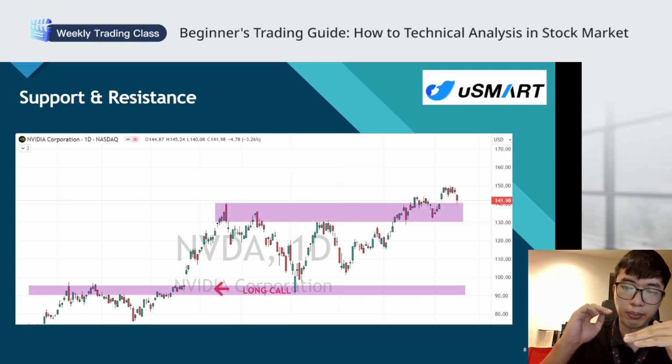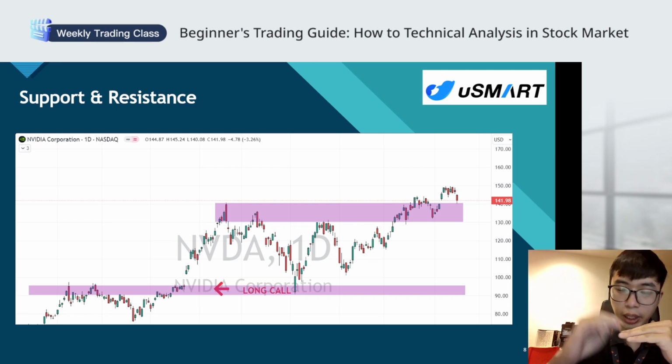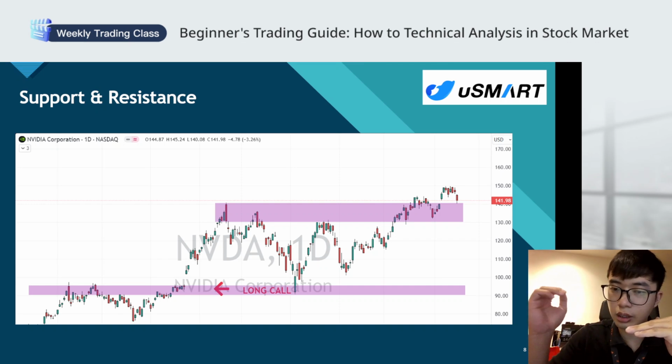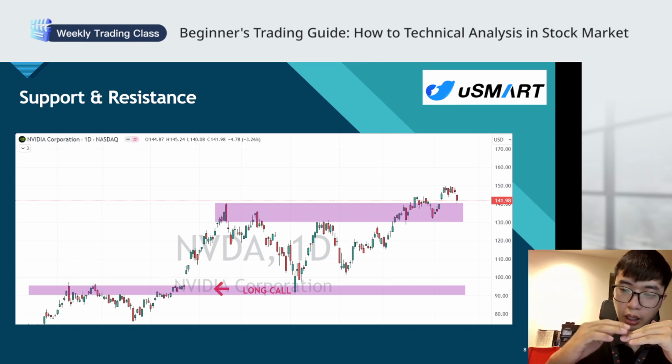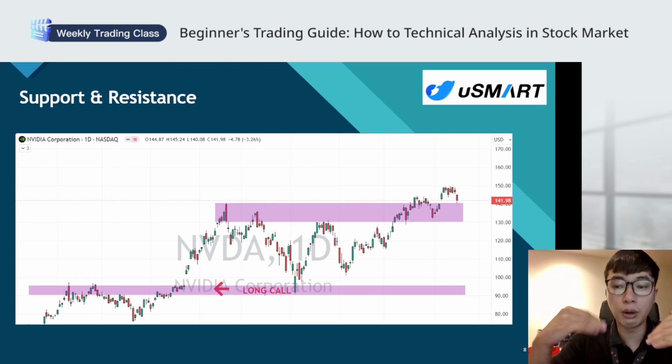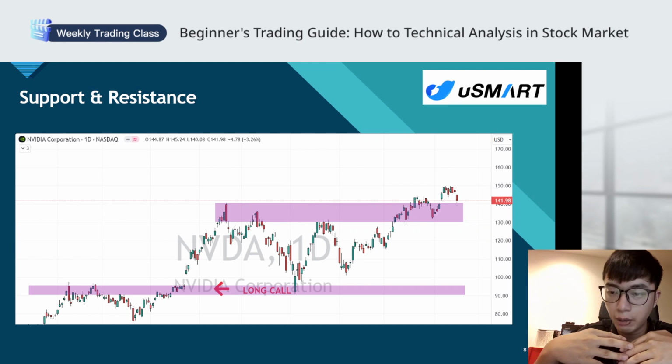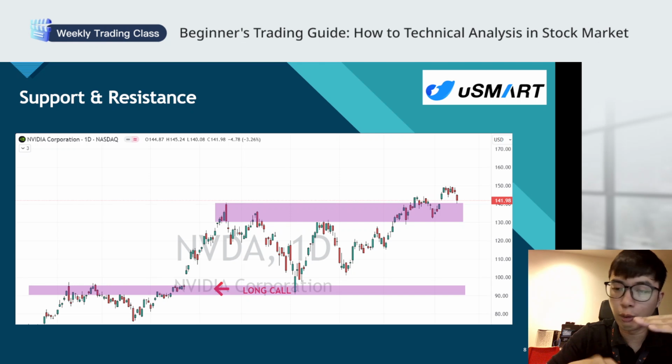Just once the price breaks out, people tend to buy to anticipate that the price will continue to go up. But to be safe, sometimes there will be a fake breakout. It means the price breaks and then falls back again. So we don't do all these trades.